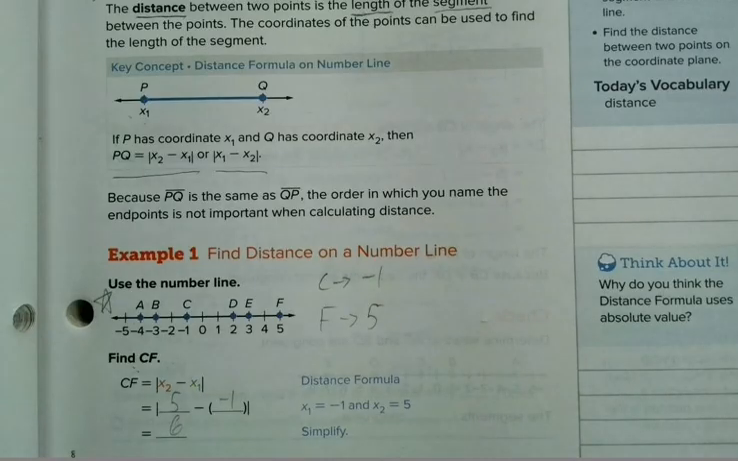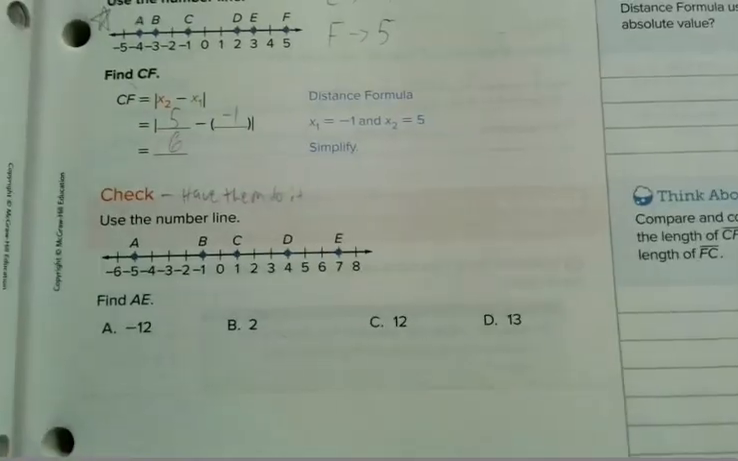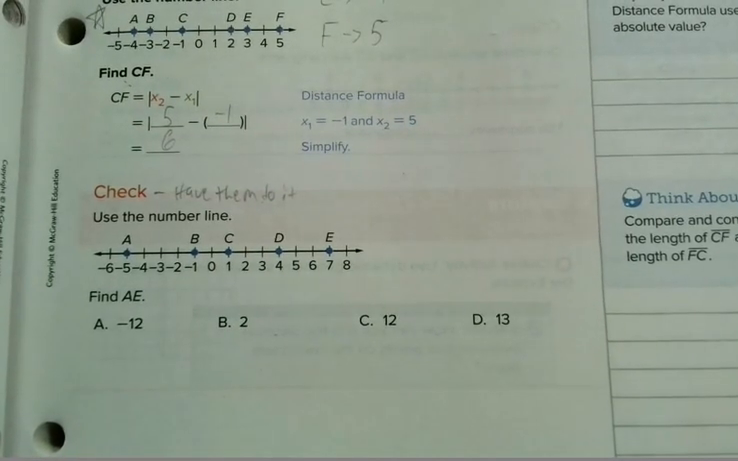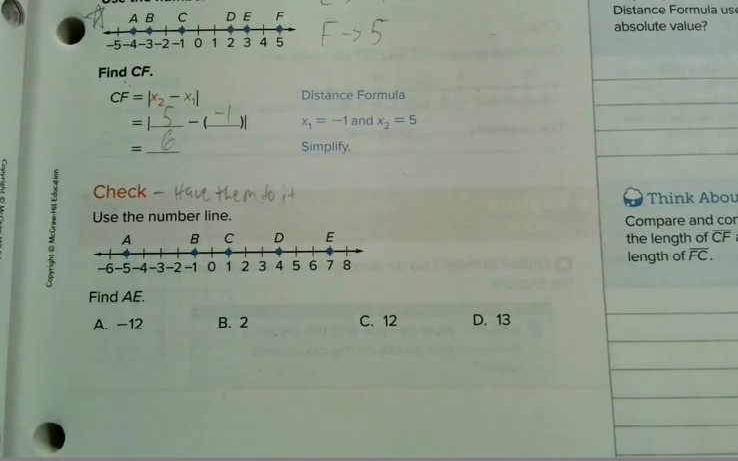All right. You guys give this next check a try, okay? It says, use the number line to find AE, okay? I'll give you just like a minute or two. See what you can do.